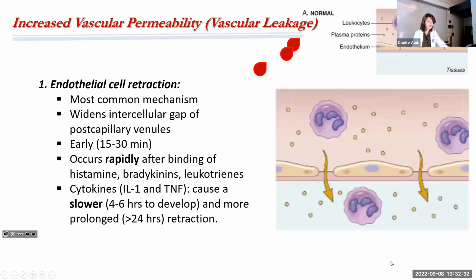It's important. Now, I mentioned increased vascular permeability, and I need to tell you there are a few mechanisms by which this vascular leakage can appear. Most important and most common of them is the endothelial cell retraction. I showed you before this in large spaces. It's the widening of the intercellular gap of postcapillary venules. It's early. You see this 15 to 30 minutes after the injurious agent. It occurs rapidly after binding of histamine, bradykinin, or leukotrienes, or it can be slower. It can take 4 to 6 hours to develop, and it can be more prolonged after the action of some particular cytokines, such as interleukin-1 and tumor necrosis factor.